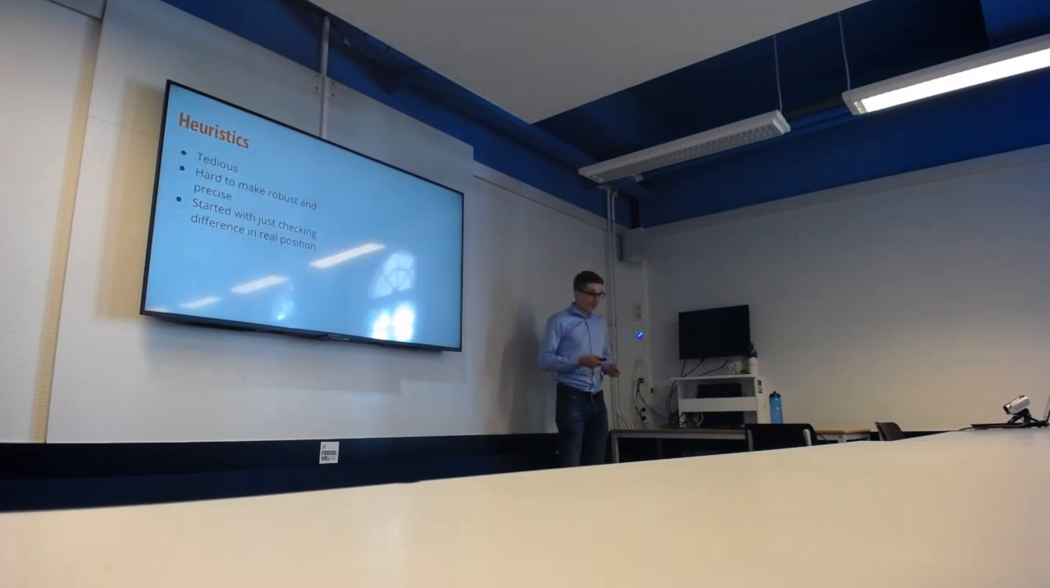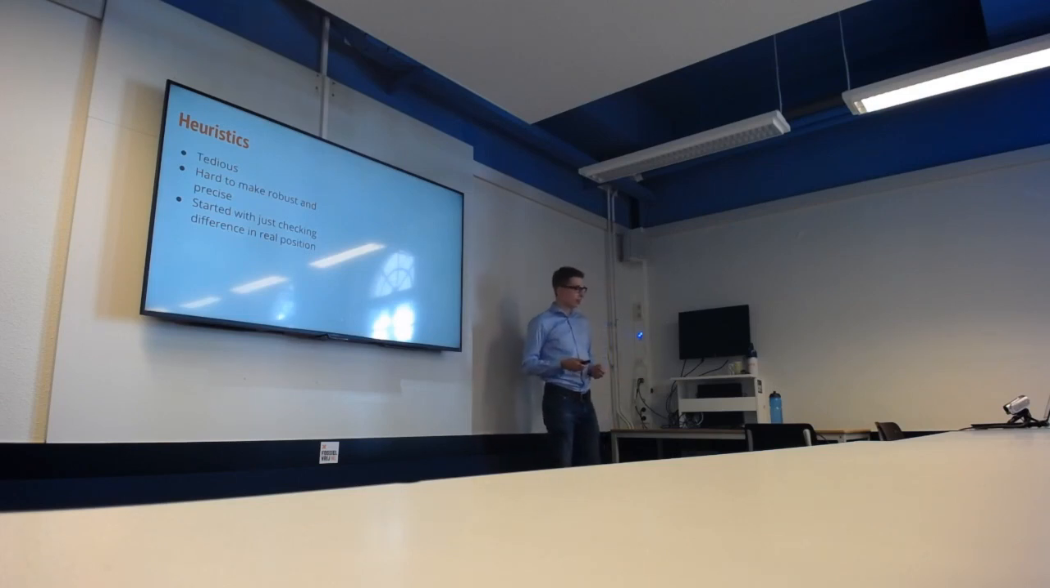So now I'm going to start with our first arm gesture recognition approach, which was heuristics based. The problem with heuristics is it's quite tedious to do them, and it's hard to make them robust and precise at the same time. It's really easy to detect big movements, because you don't do them when you're talking. But small movements are really hard, because you mix them up really fast with just normal talking.